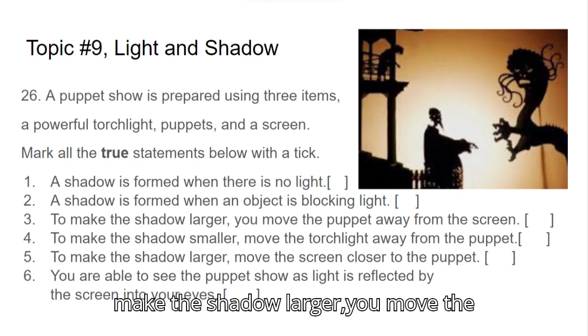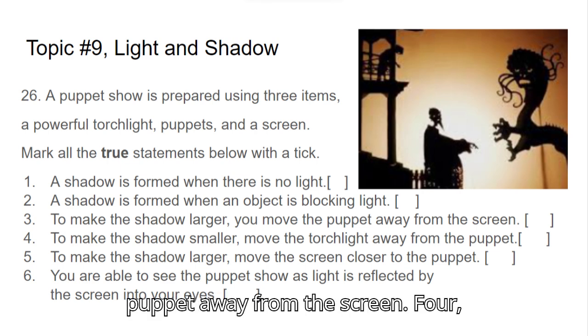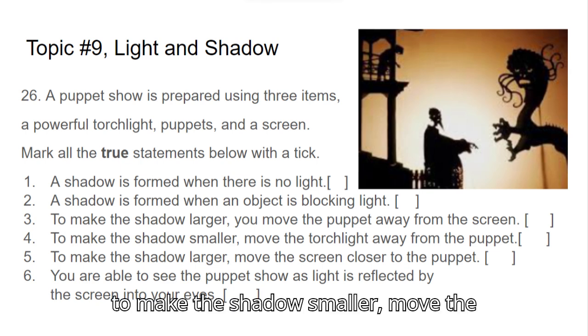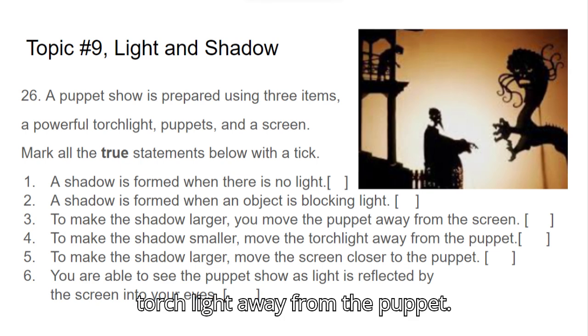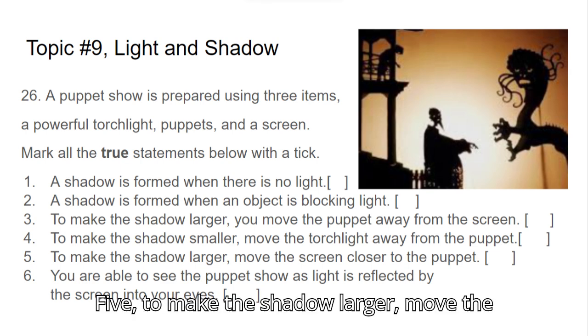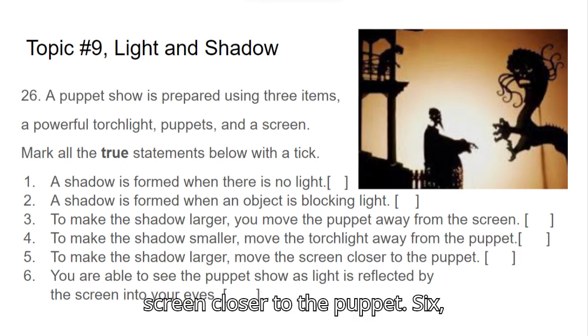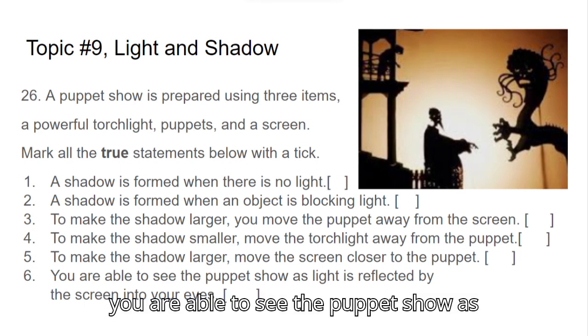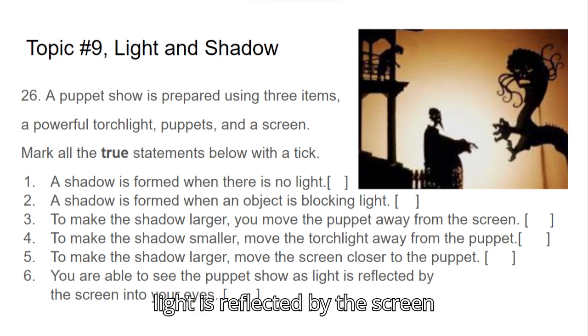3. To make the shadow larger, you move the puppet away from the screen. 4. To make the shadow smaller, move the torchlight away from the puppet. 5. To make the shadow larger, move the screen closer to the puppet. 6. You are able to see the puppet show as light is reflected by the screen into your eyes.